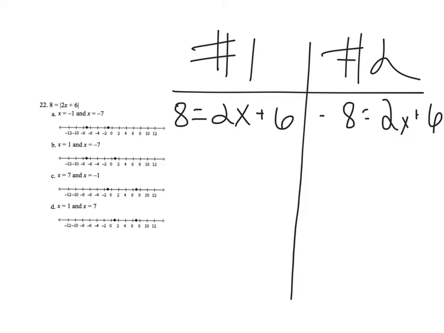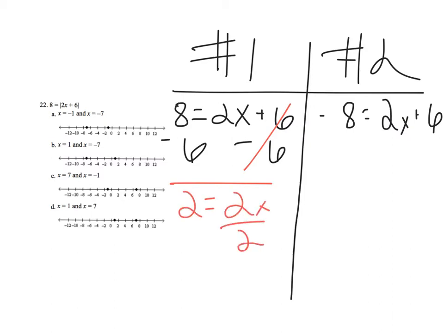We'll start by subtracting 6 from both sides, and those will cancel. We will have 2 equals 2x. Divide by 2, divide by 2, cancel, x equals 1. Then we'll take a look at case number 2 over here.